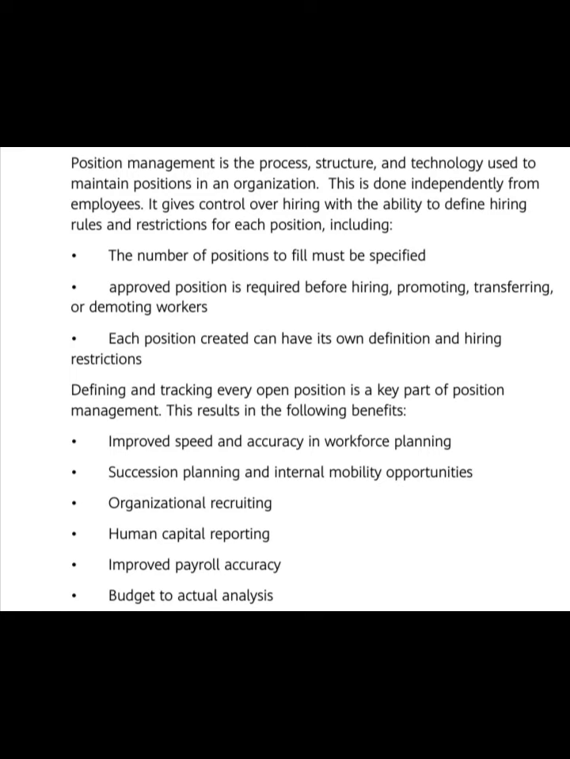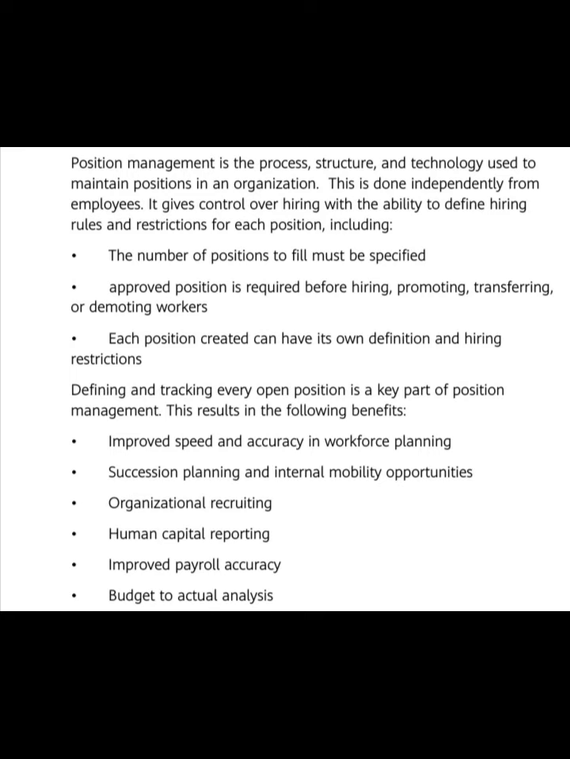Approved position is required before hiring, promoting, transferring, or demoting workers. And each position created can have its own definition and hiring restrictions. Defining and tracking every open position is a key part of position management.